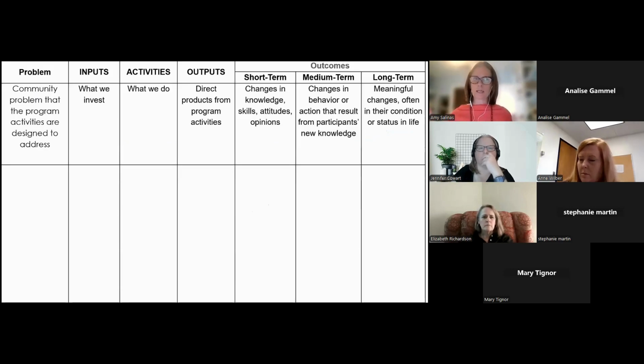So this is what it looks like, kind of a big screenshot of it. There are 7 columns. The first 3 are kind of framing your program and what you're putting into it. The last 4 are the things that you're hoping to see as a result of what you're doing. So we're going to go through each of these and talk through them. And then again, I'm going to show you a sample and provide you with a sample afterwards.